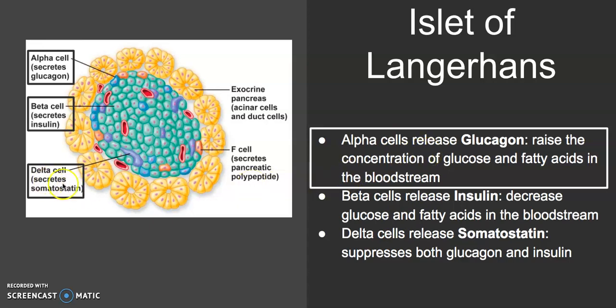Again, we also have these delta cells that suppress both, so we don't end up in an arms race of more and more and more glucagon and insulin to where that becomes dysregulated itself. So even the regulators have a regulator.